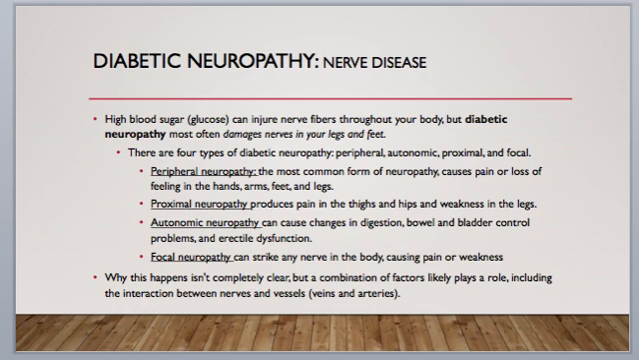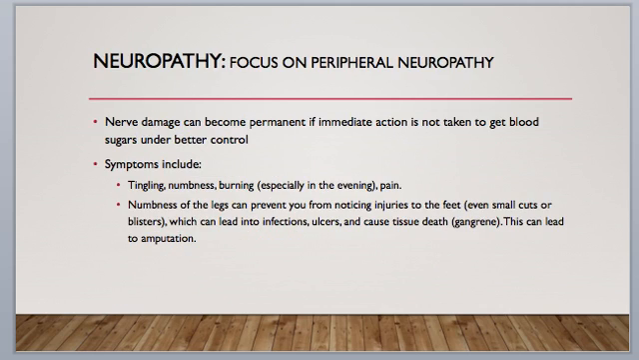For the sake of this lesson, we will focus on diabetic peripheral neuropathy, as it is the most common form of neuropathy experienced by patients with diabetes and is usually the first type of neuropathy people will experience. Peripheral neuropathy. Think feet, legs, hands, arms. Nerve damage can become permanent if immediate action is not taken to get blood sugars under better control. Symptoms of peripheral neuropathy include tingling, numbness, burning, especially in the evening, and pain.